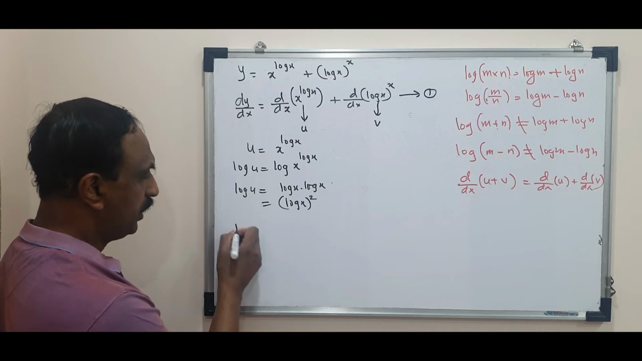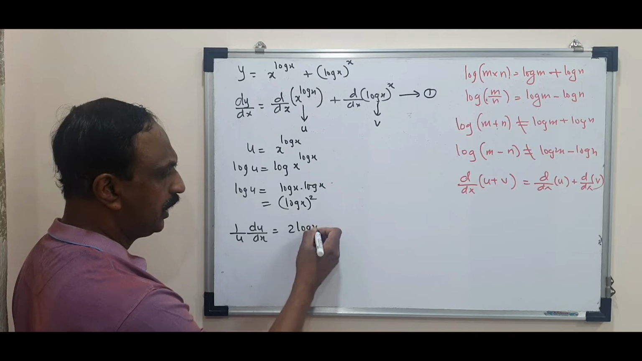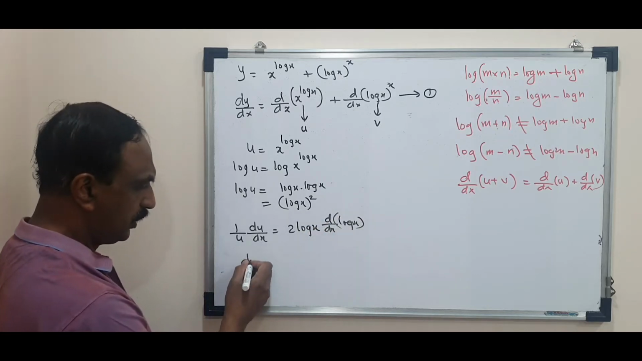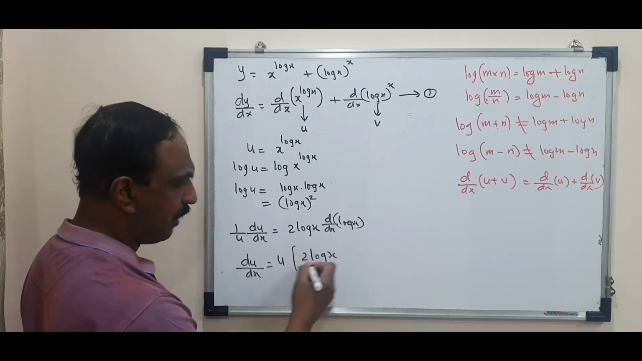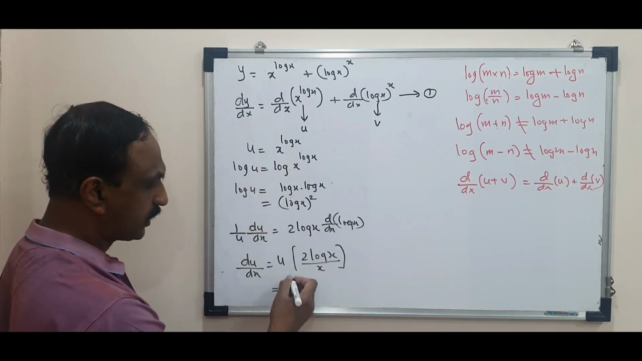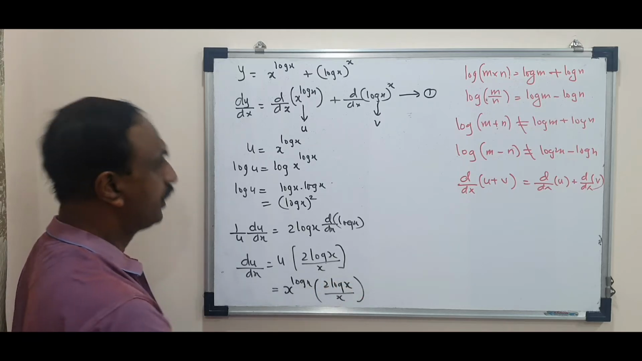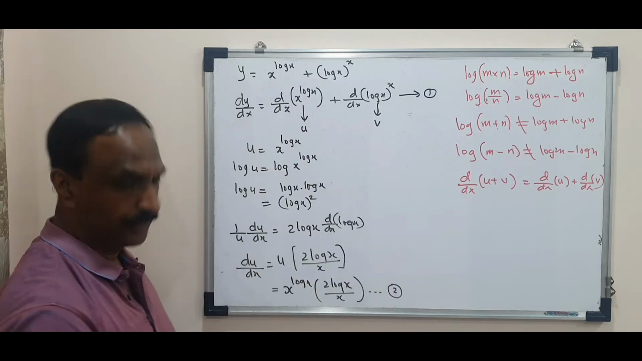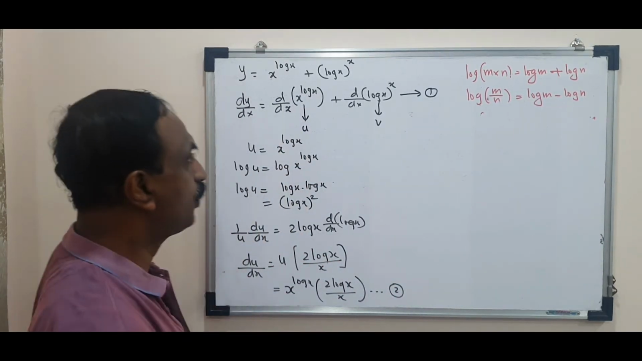So I can differentiate: 1 by u, derivative of u, is 2 log x into derivative of log x. So I'll get du by dx is u times 2 log x upon x. So my answer will be, u stands for x raised to log x, into 2 log x upon x. That is the derivative of the first term. Derivative of u I have got. Now I will go for the derivative of v.